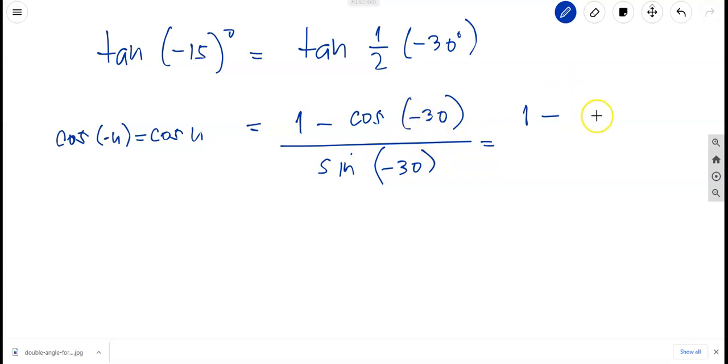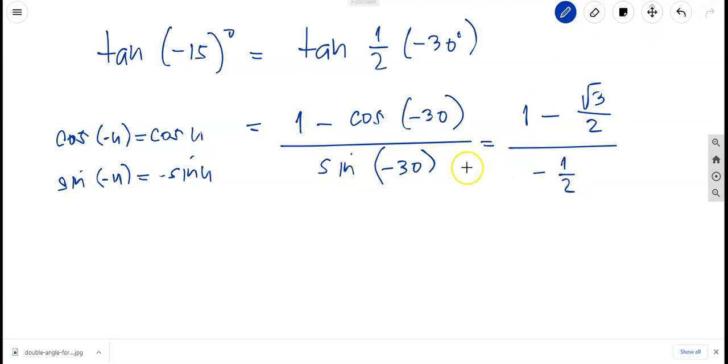Cosine 30 degrees is equal to square root of 3 over 2. Therefore, you will get square root of 3 over 2 all over sine. Sine of negative u is equal to negative sine u. So sine of negative 30 is equal to negative 1 over 2. Now simplify the equation further.